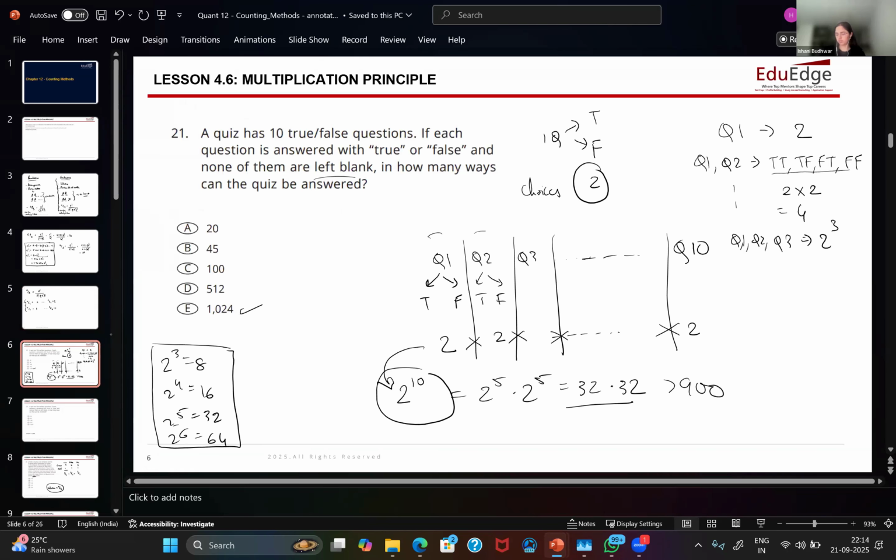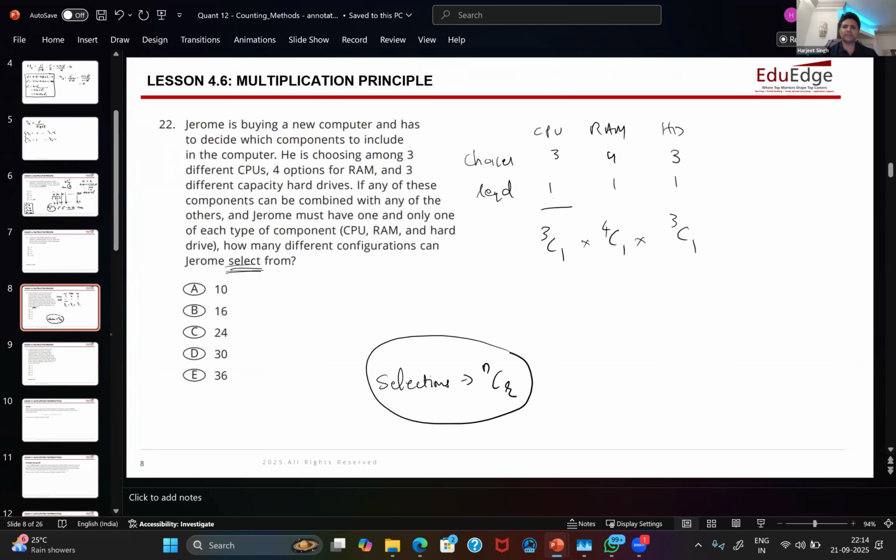So in our problem now here, we have 3C1. So can I say that's equal to 3? 4C1 is equal to 4, and 3C1 again is equal to 3. So the answer is 12 into 3, 36. Selections problem, because directly it's given here.